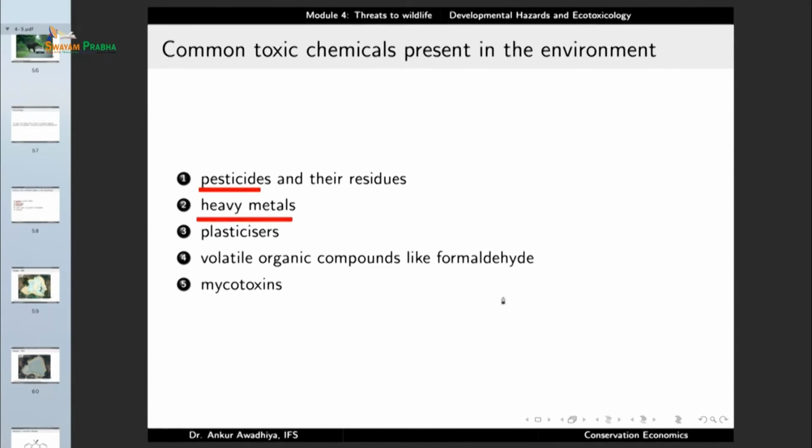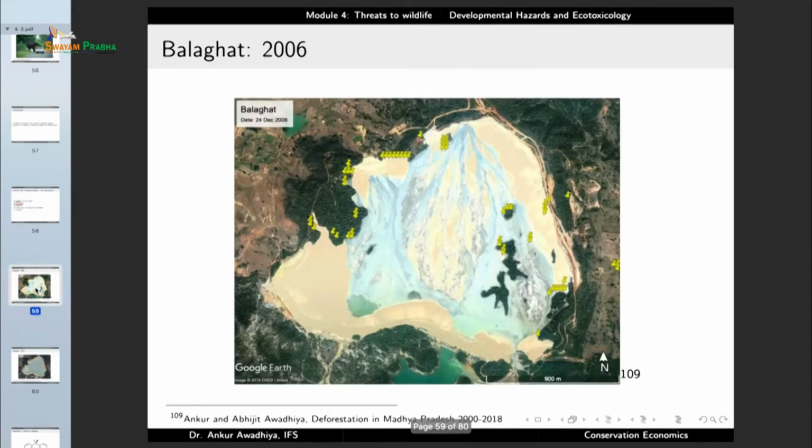Heavy metals, especially those that we are releasing because of our mining activities, such as in the case of tailings dams. This is an image from Balaghat. We have a mine there, and this is a tailings dam. In the tailings dam, the residues that are released from the mine are stored. In this satellite image from 2006, we can observe so many trees in between this tailings dam.